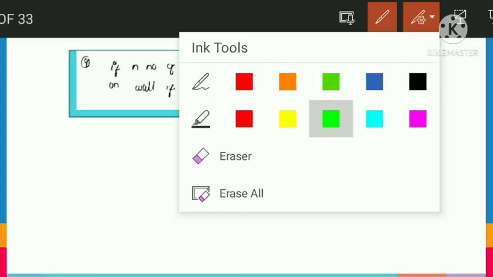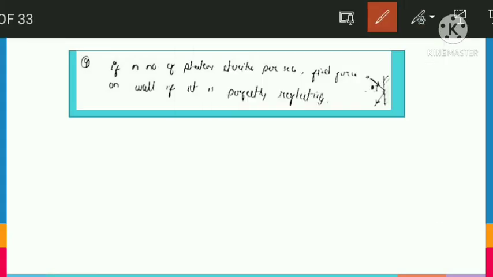Yes, friends, let's see this question. It says, if n is the number of photons that strike the wall per second and get reflected by angle theta, we have to find the force exerted on the wall, if it is perfectly reflecting. First, we can find it by the change in momentum per second.